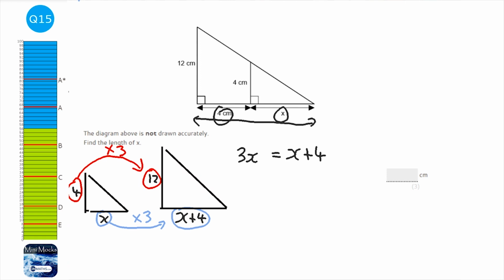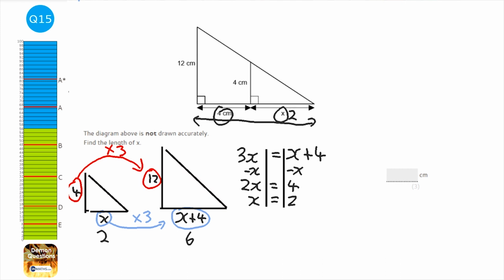And it just becomes a simple solving question where we just need to solve what x is. So we're going to take away x from both sides, and it becomes 2x equals 4 and x equals 2. Let's just check that. If x is 2 there, then that makes that 6 and the original one 2, and 2 times 3 does indeed equal 6. So it says find the length of x, and the length of x is 2.